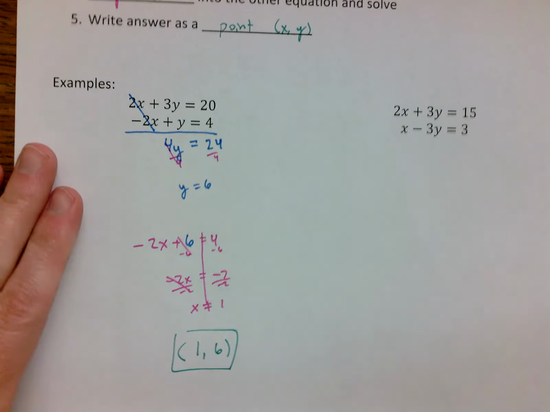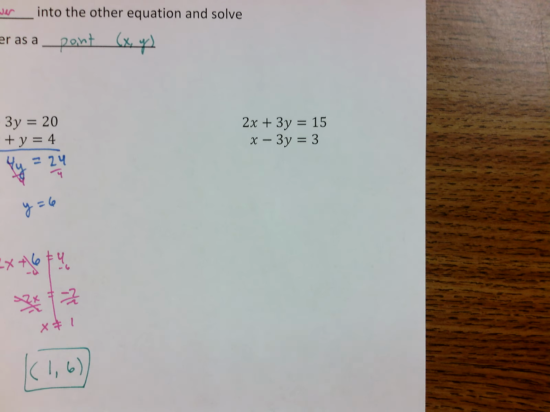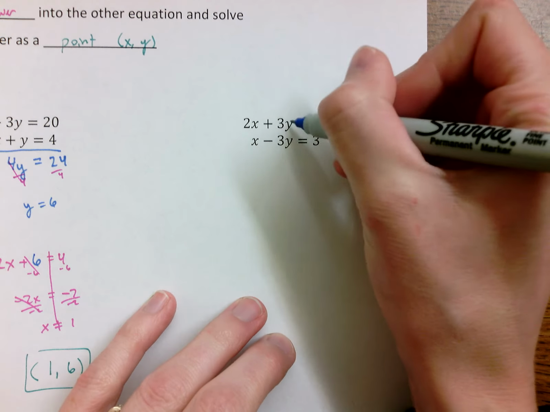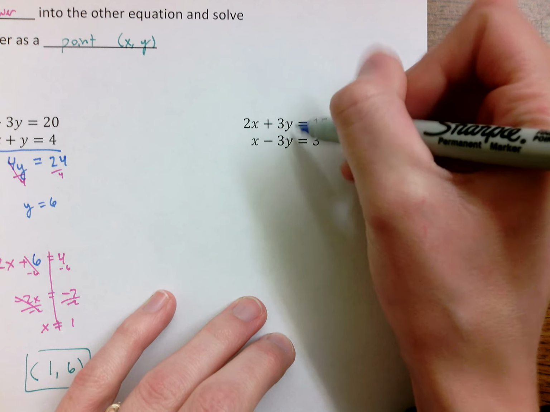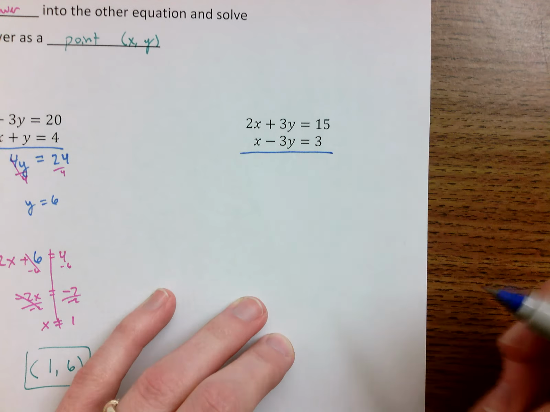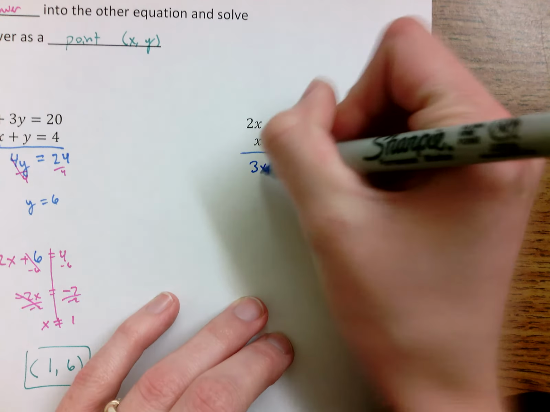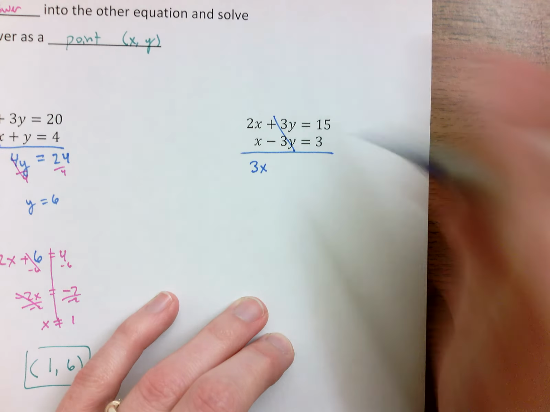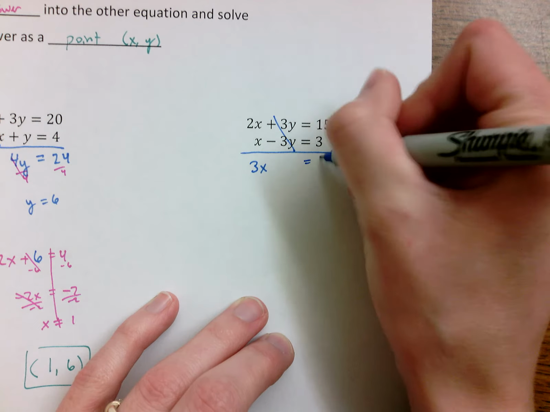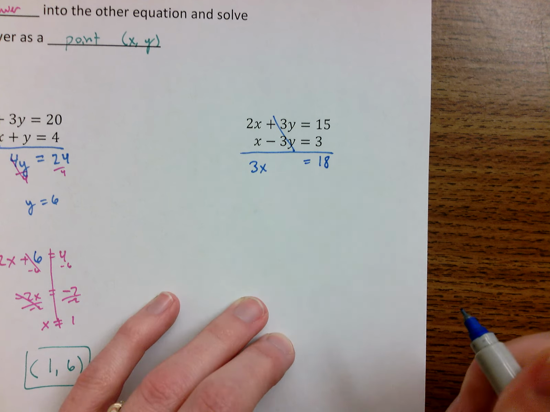Okay, so that's not too bad. So let's try that again with the next one. So this guy, I've already got it set up where the y's have the same number 3 in front of them, but one positive and one negative. And then I'm going to add straight up and down. 2x plus x is 3x. These guys cancel. And then 15 plus 3 is 18.